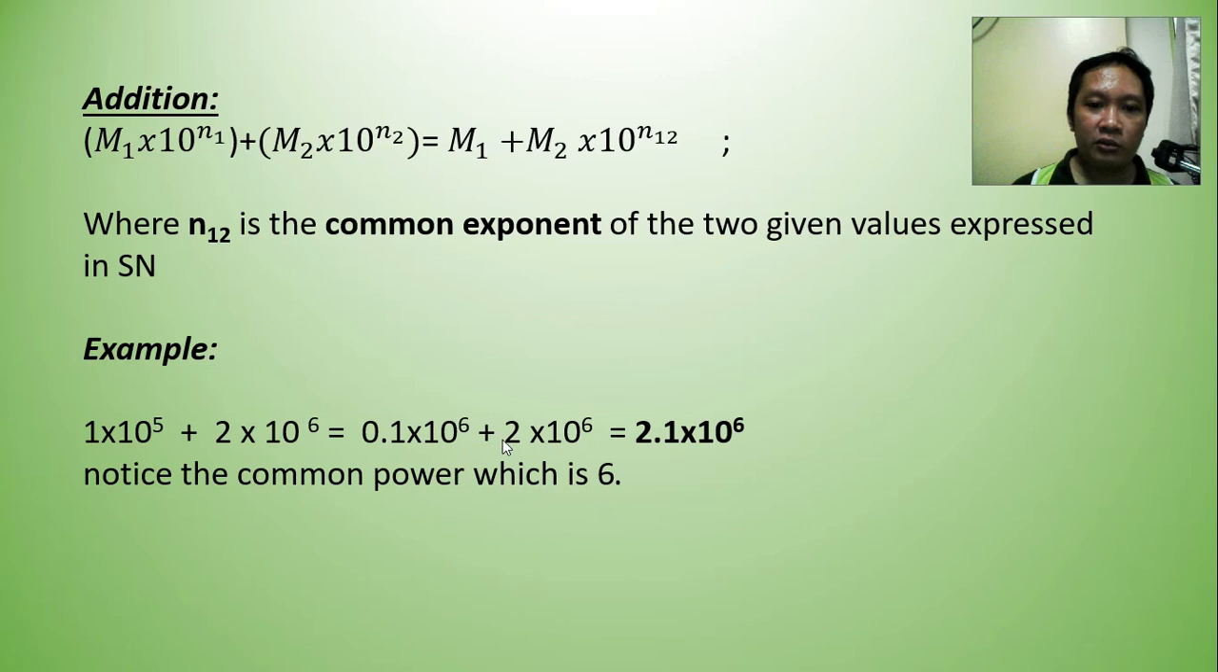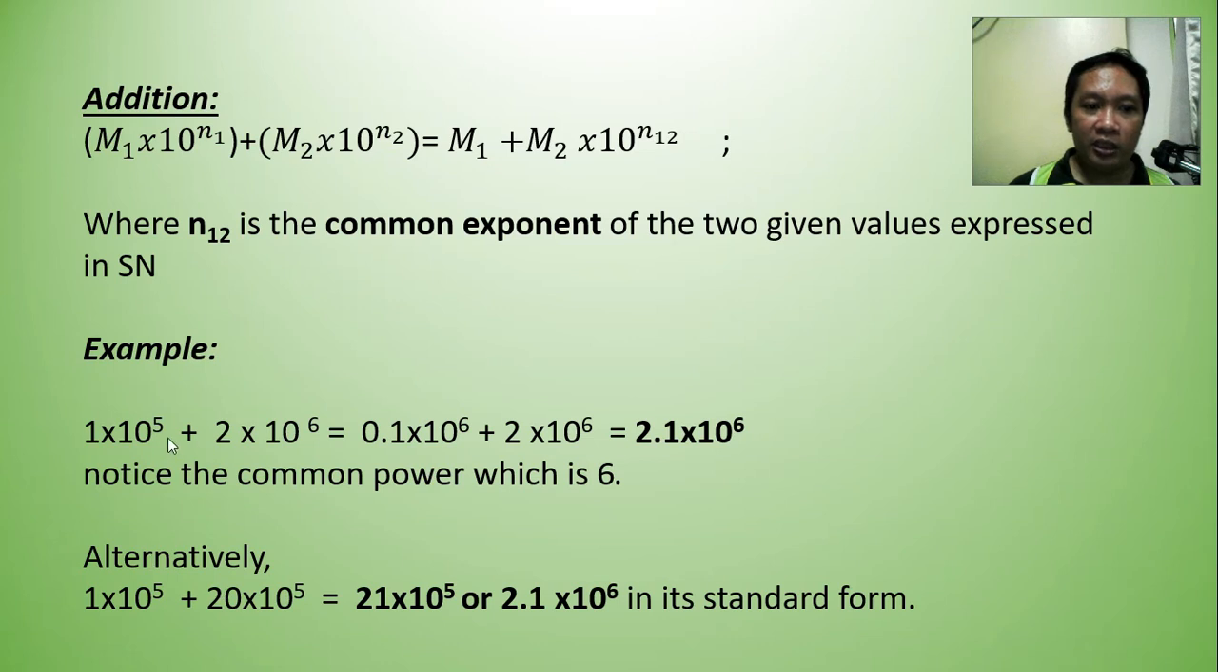Therefore, the final answer will be 2 plus 0.1. This will give us 2.1. We add the m's and we copy the base raised to the common power, which is 6. So notice the common power here is 6. That's how we add. Alternatively, when we manipulate this part, then we can have an exponent which is 5.